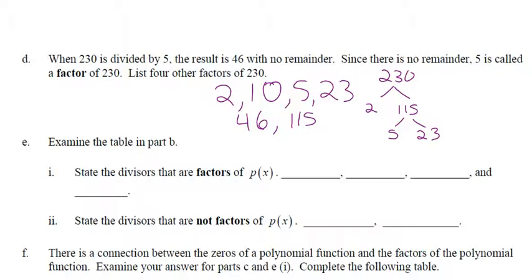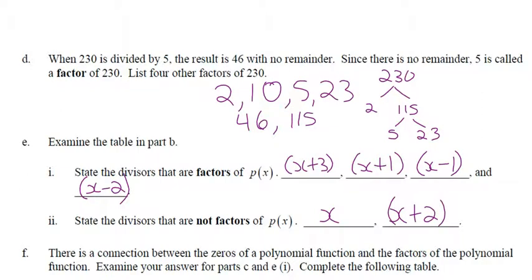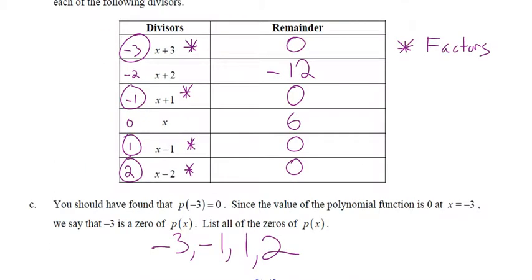Examine the table in part B. State the divisors that are factors of P of X. Already did this, right? X minus 2. State the divisors that are not factors of P of X in that table. I think it was X plus 6, X plus 2, X plus 3. What else is in that table? So X and X plus 2, right?